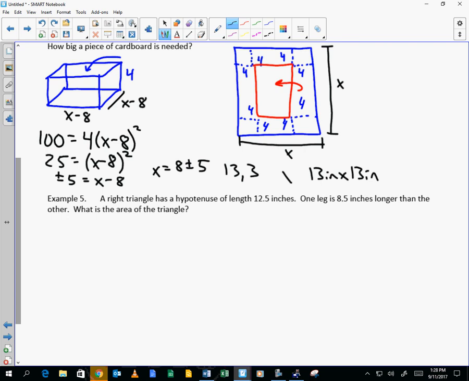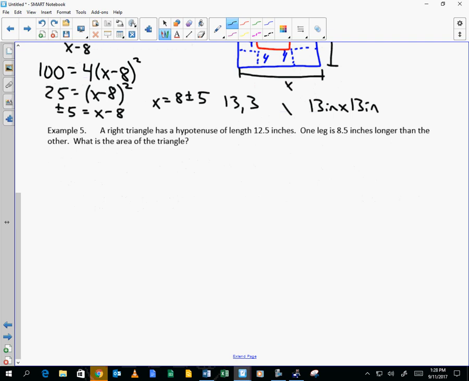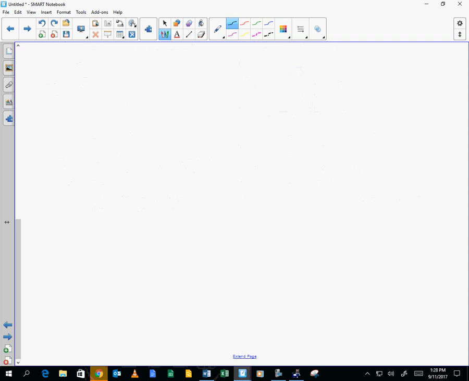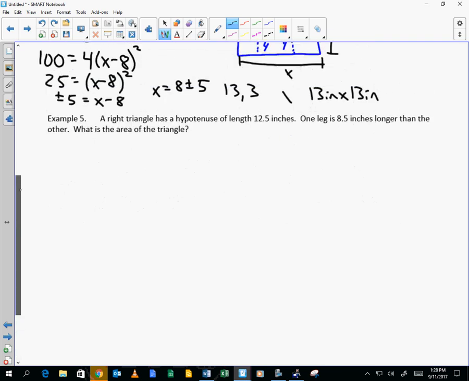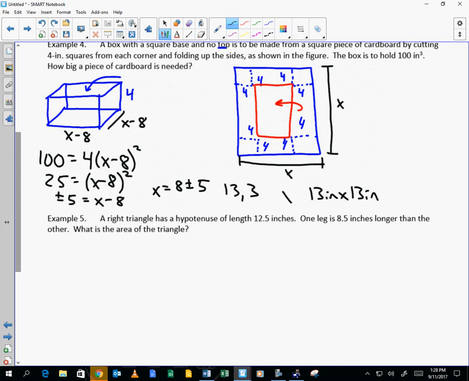So, all right, a couple more problems. A right triangle has a hypotenuse. What? If you were to plug in 3, 3 minus 8 gives you negative 5. So it would be saying that your width is negative 5. And that's not reasonable. Although you could have a 3 by 3 piece of cardboard, that would not give you.